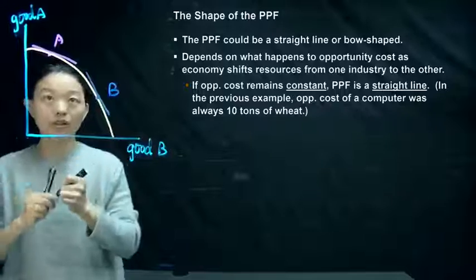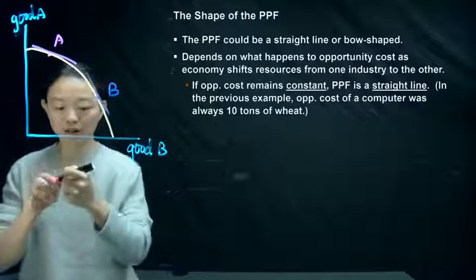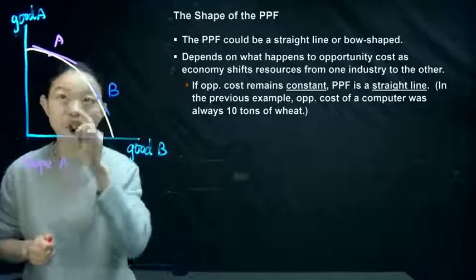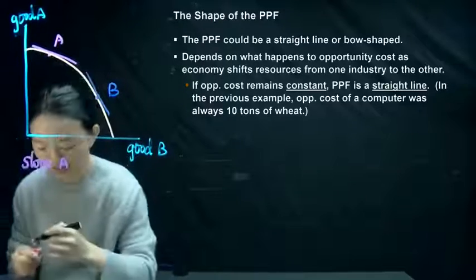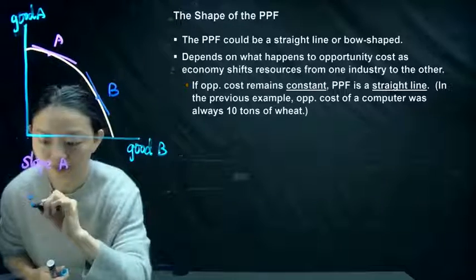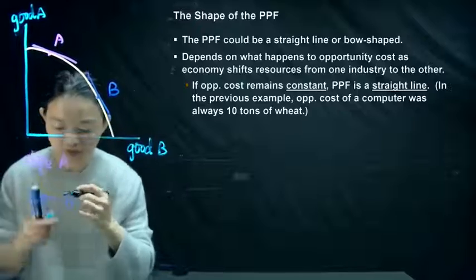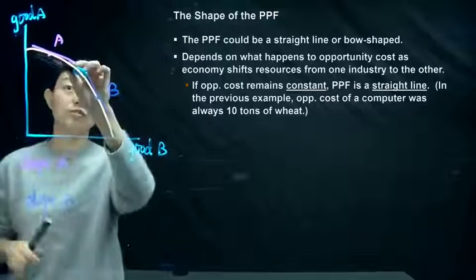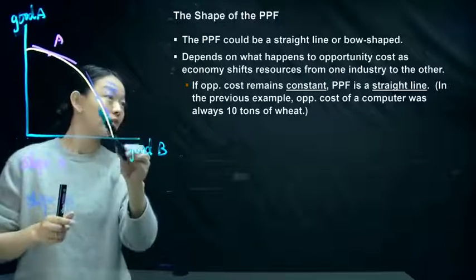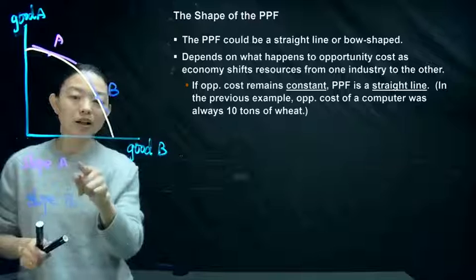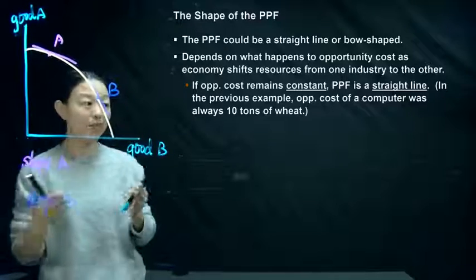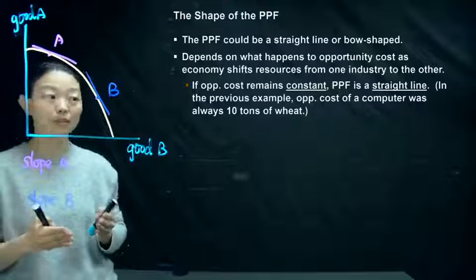Okay, so can you tell me the slope of point A, and the slope of point B? Which one would be steeper? You can see point A is relatively flatter compared with point B, because point B seems steeper, right? So point A and point B have totally different slopes.